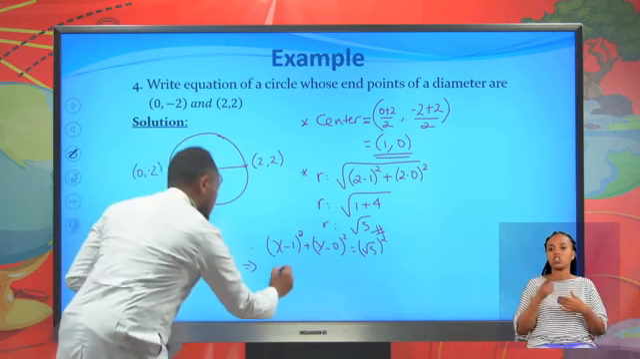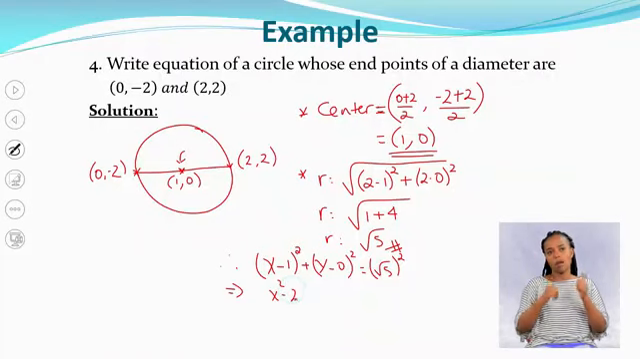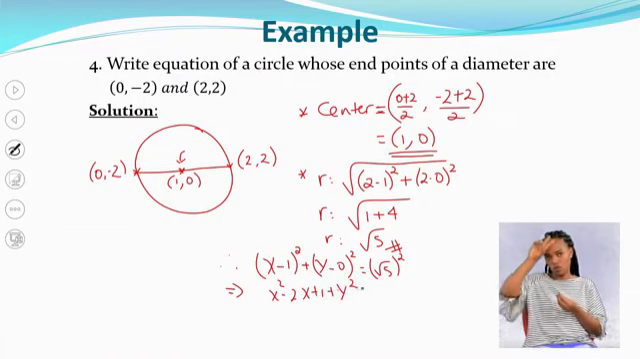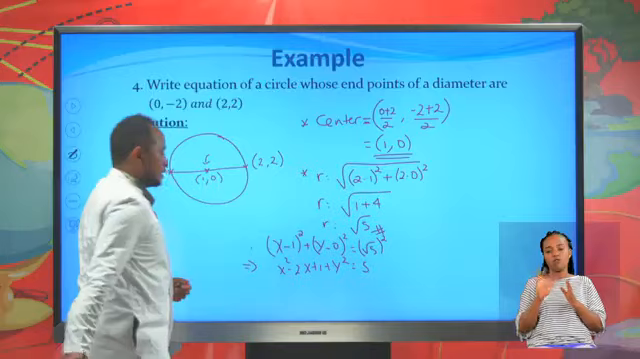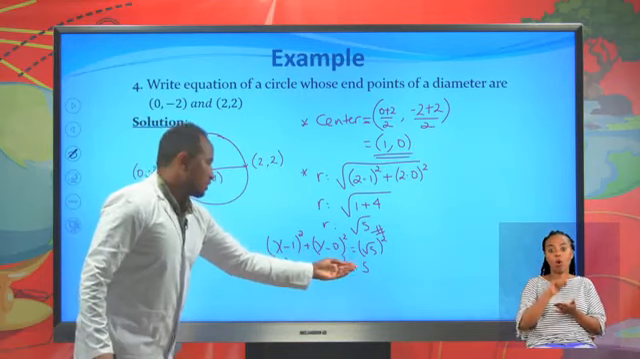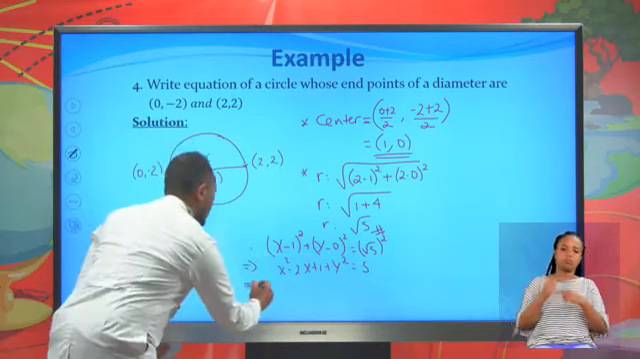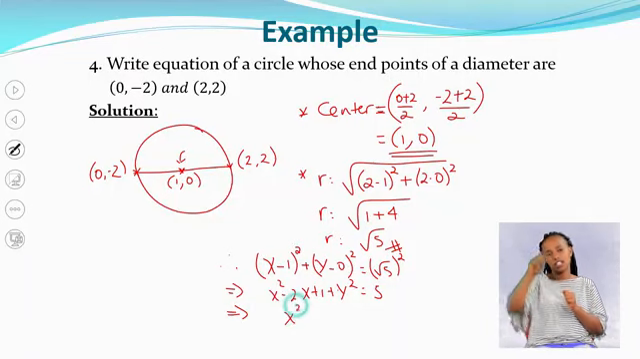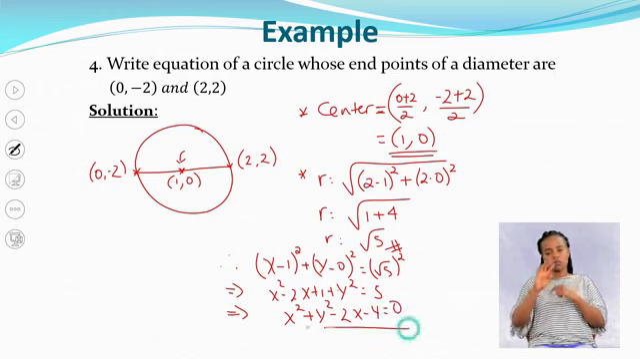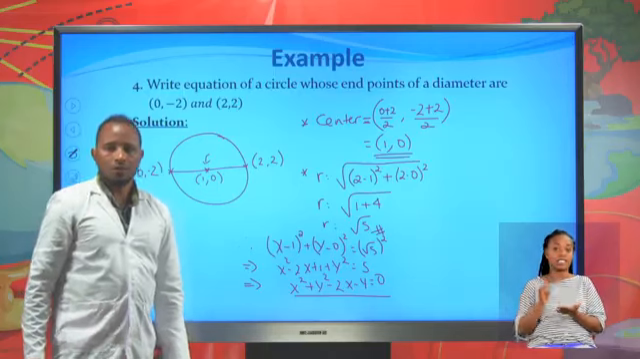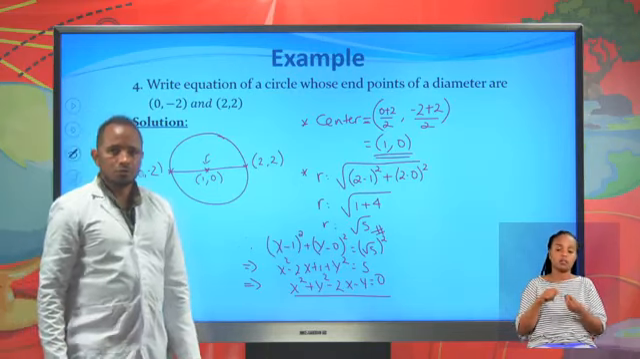Simply, you can square this: x squared minus 2x plus 1, plus y squared, is equal to the square root of 5 squared, which is 5. So taking 5 to this side, you will have this form: x squared plus y squared minus 2x plus 1 minus 5, which becomes minus 4, equals 0. So this will be the equation of the circle. Now let's proceed to the next example.